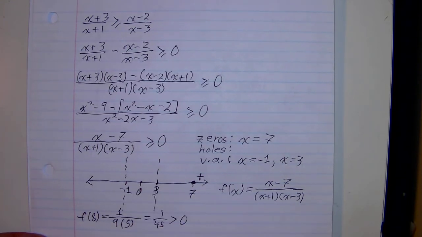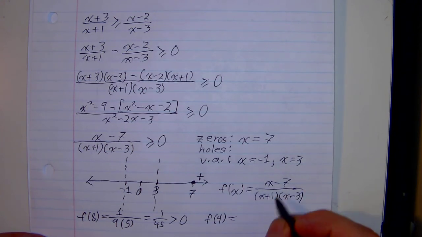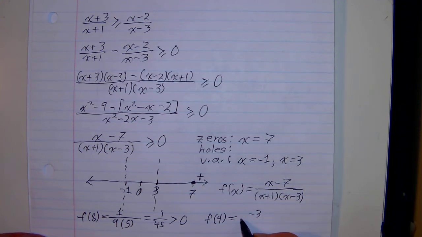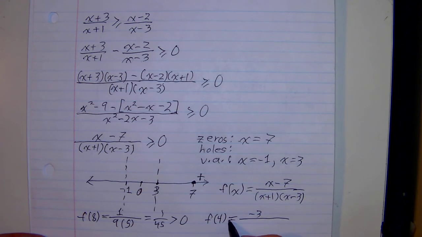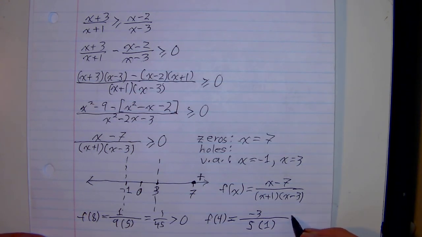Between 3 and 7, what whole number is closest to 0? That's 4. So we're going to calculate f of 4. 4 minus 7 is negative 3. 4 plus 1 is 5. And 4 minus 3 is 1. So there we go. Negative 3 over 5. That is going to be less than 0.